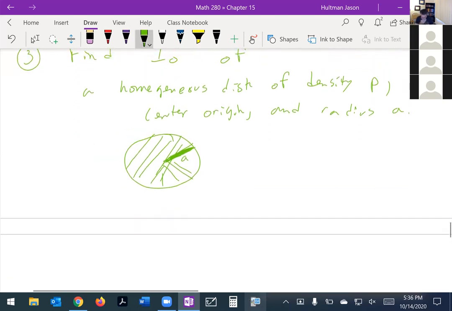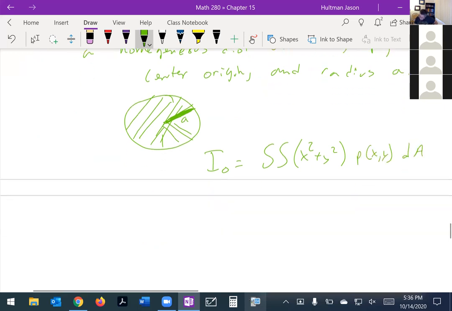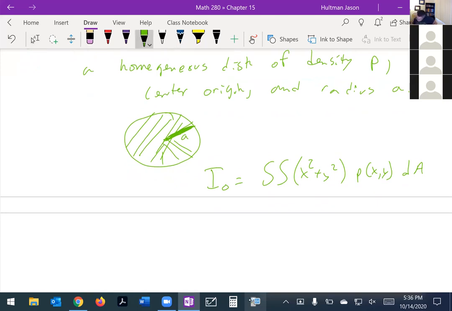Okay, so what's this going to be? Well, this is going to be I_O, which is equal to the double integral of (x squared plus y squared) times rho(x,y) dA. In this case, if I change this to polar coordinates, because it's around a disk, it's going to lend itself to polar coordinates. This is going to be r squared times the density, which is rho. I'm just going to make it rho, times r dr d theta.